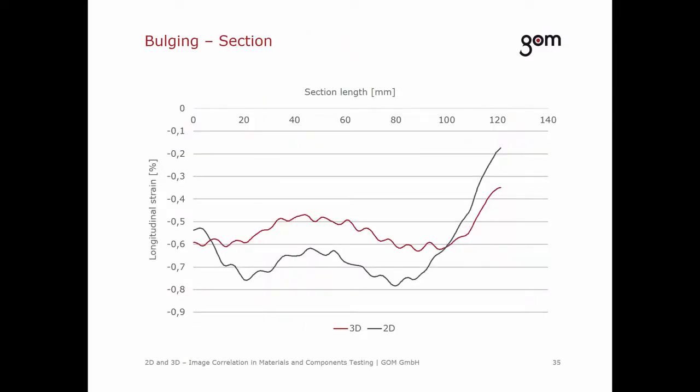In the diagram, the effects can be recognized even more clearly. The upper part of the material is again on the left side, the lower part is on the right. 2D shows a completely different longitudinal strain than 3D. The reason is that the material bulges backwards.